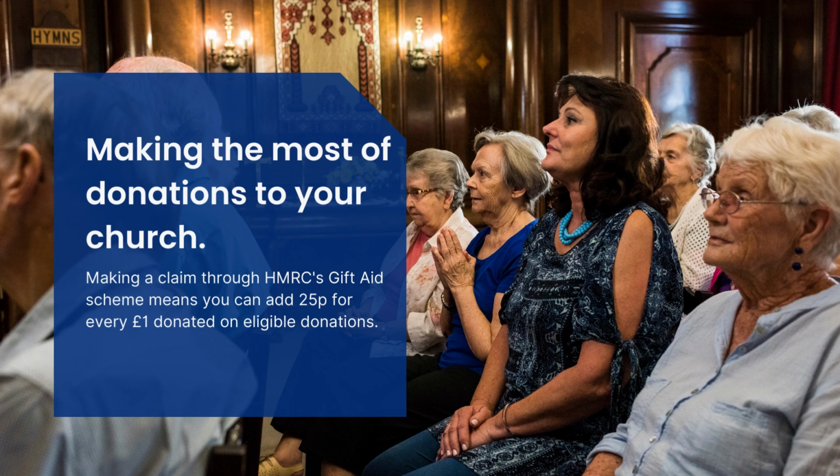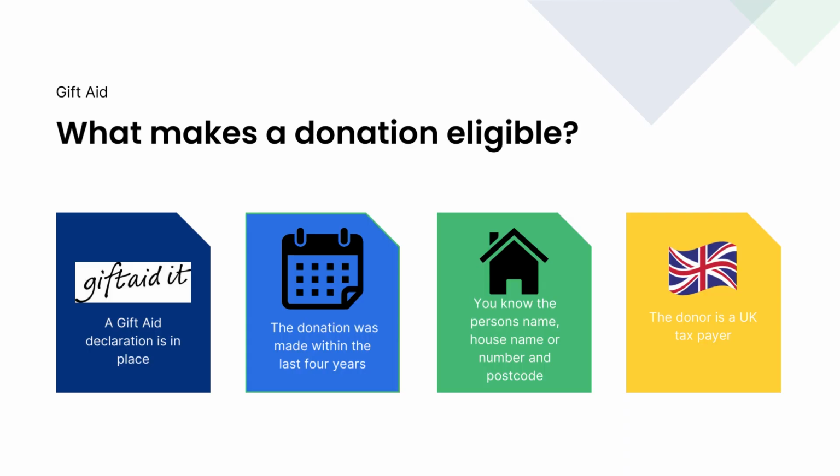Gift aid enables your church to claim 25 pence for every pound donated on eligible donations. So what makes a donation eligible? Firstly, there must be a gift aid declaration in place.